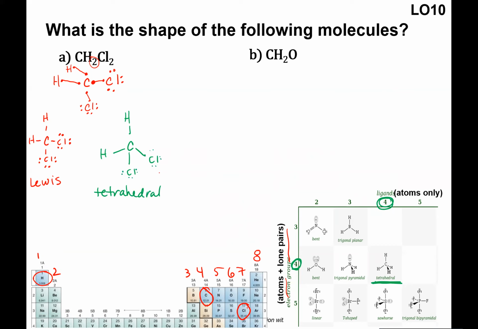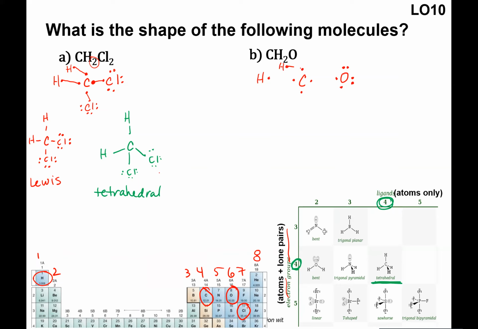All right, let's do the next one. Here we have CH2O, right? So here we have carbon is going to be the central because carbon is always central. 1, 2, 3, 4 valence electrons. Then we have oxygen. Oxygen is here. It has 6 valence electrons. 1, 2, 3, 4, 5, 6. And then hydrogen, as we've already seen, is going to have 1.